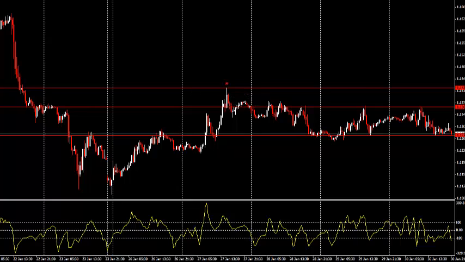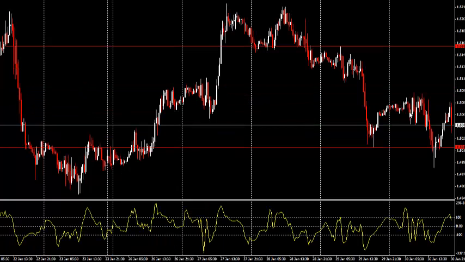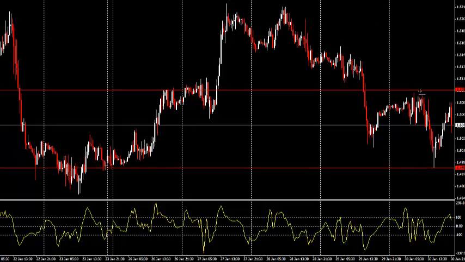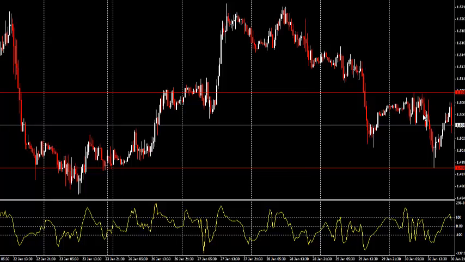So let's take a look at the pound dollar. The pound dollar had a little more movement. So if we go with the pound dollar on Friday, here's my support level on Friday. And here is my resistance level on Friday. So it had a little more movement than the euro dollar.